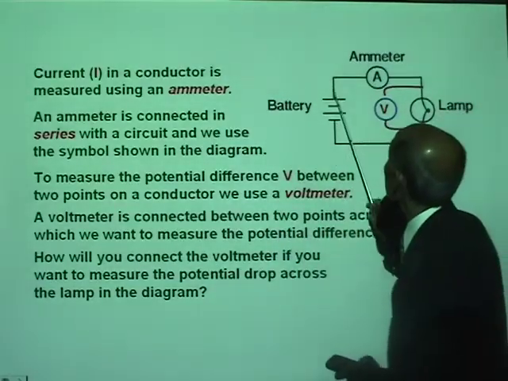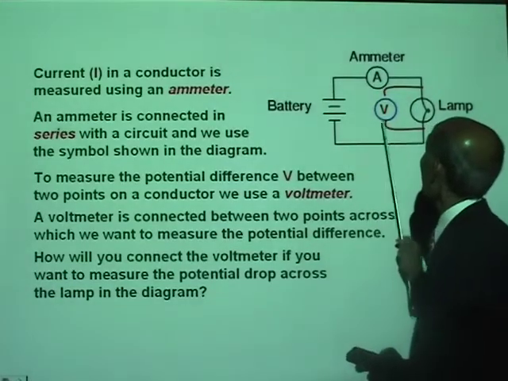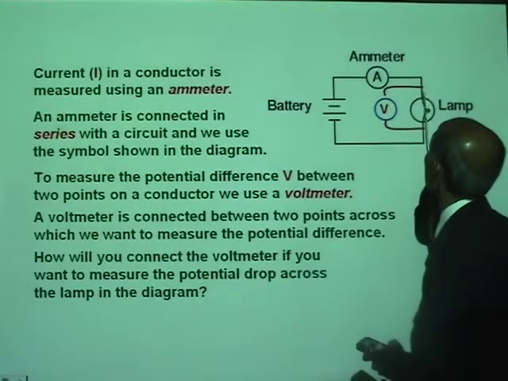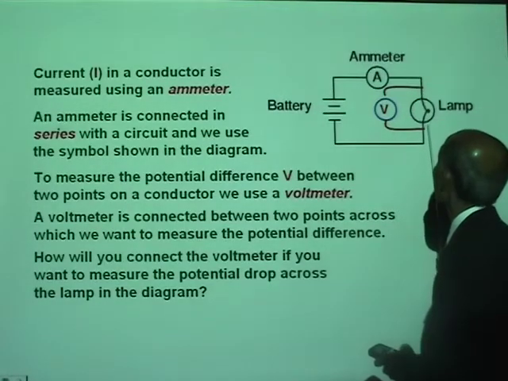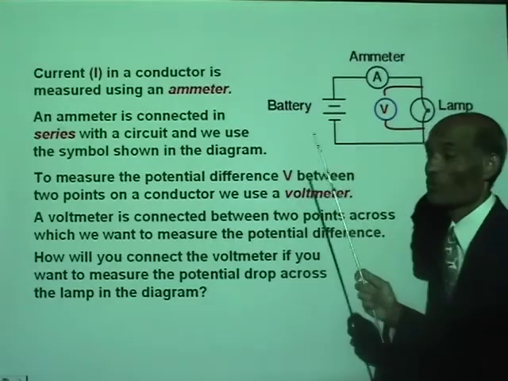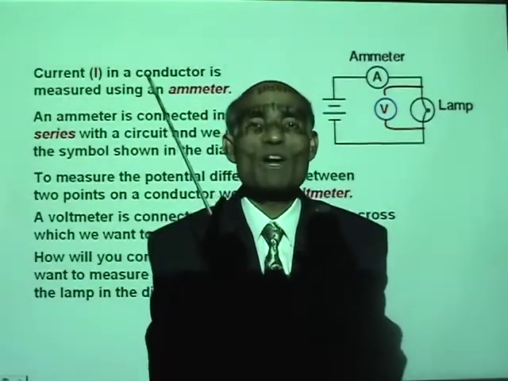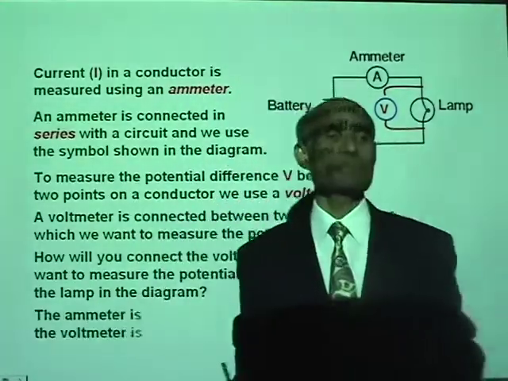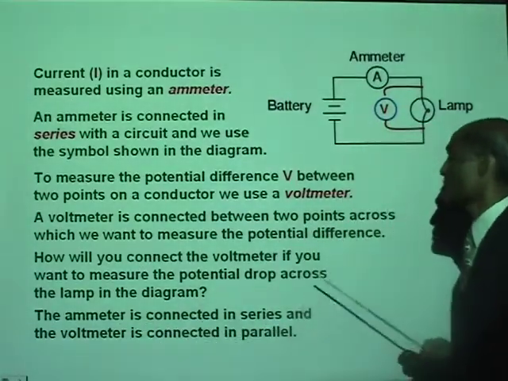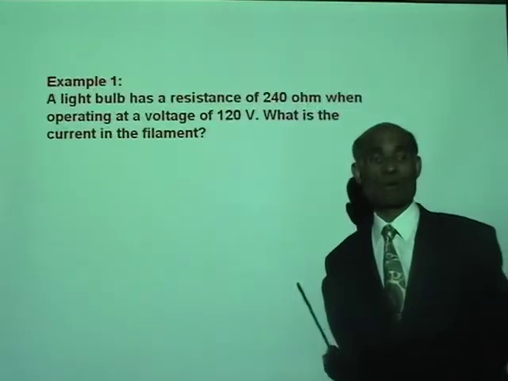So an ammeter is connected in series, there you are, and a voltmeter is connected parallel to the conductor across which you want to measure the potential difference. Or you simply connect the voltmeter between the 2 points you want to measure the potential difference. So an ammeter is connected in series and the voltmeter is connected in parallel.